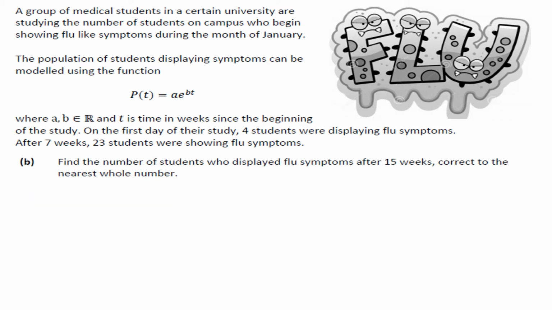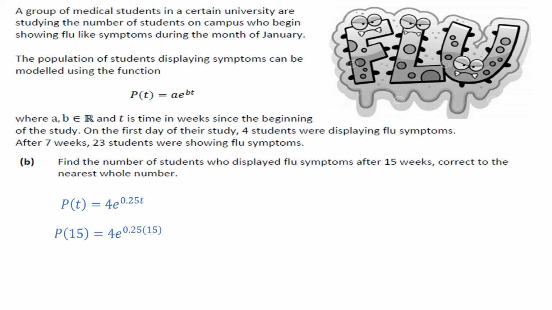Part B. Find the number of students who displayed flu symptoms after 15 weeks, correct to the nearest whole number. Like I said, if part A went wrong for you, you should still have used the A and B values that they gave us. So now we know that the actual function is not a e to the power of bt, but rather 4e to the power of 0.25t. We're being asked about the number of students after 15 weeks.